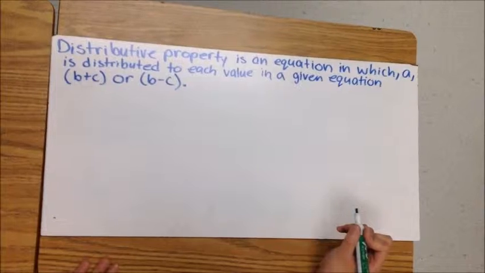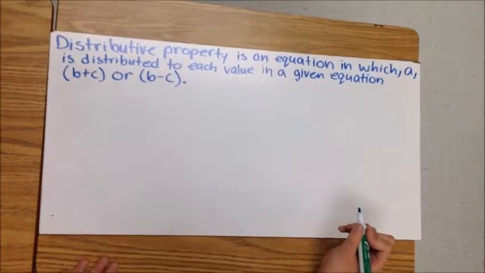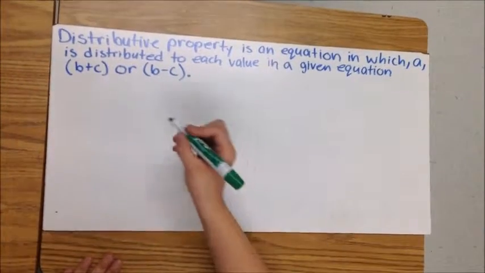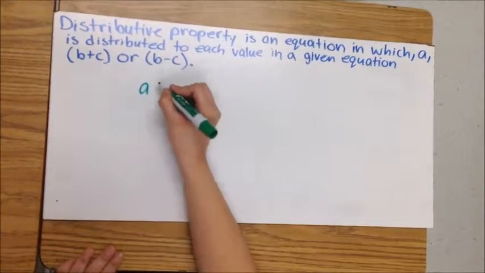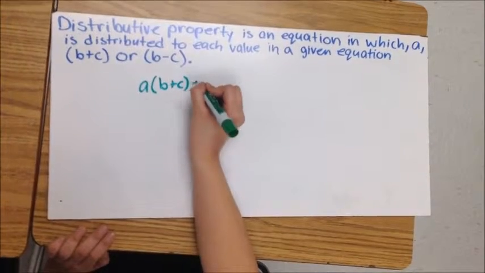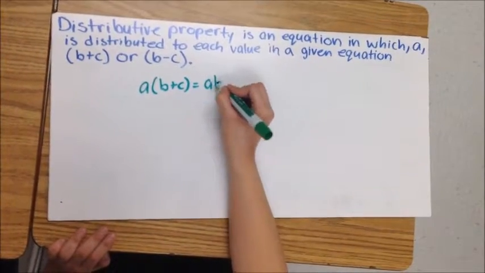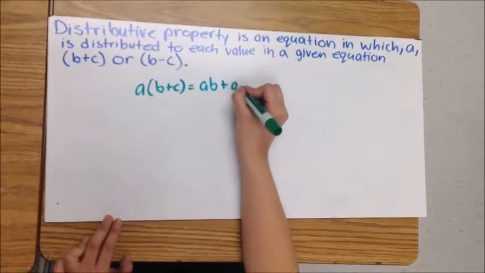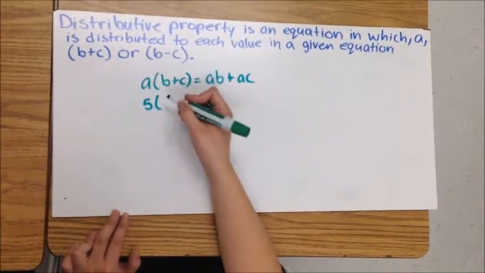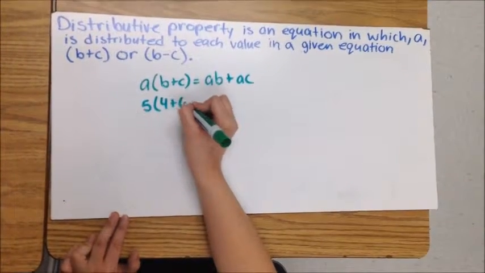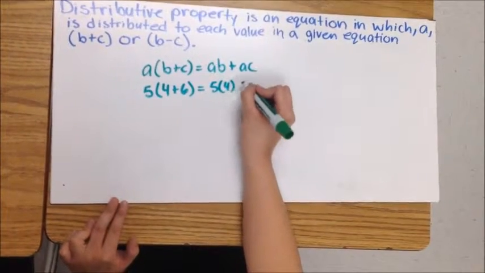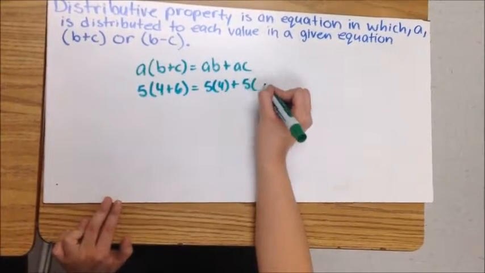The distributive property is an equation in which a is distributed to each value in a given equation, b plus c or b minus c. For example, if a is multiplied to b plus c, it will equal a times b plus a times c. If 5 is multiplied to 4 plus 6, it would equal 5 times 4 plus 5 times 6.